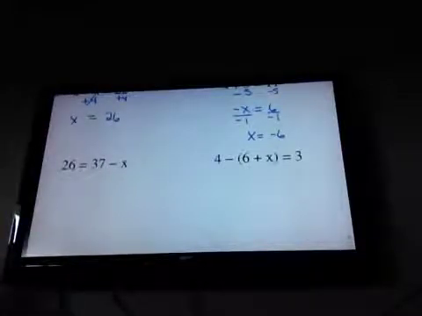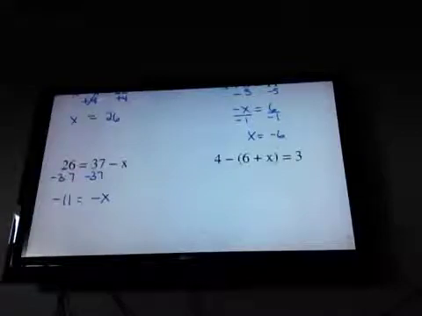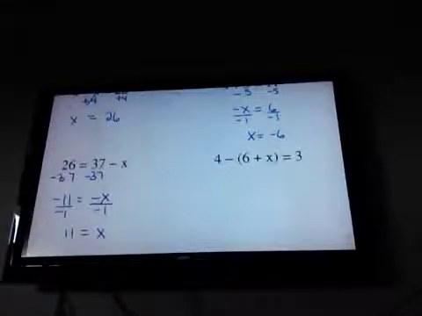On my next one, I'm going to subtract 37. And I get -11 equals negative x. Divide by -1, and x equals positive 11.